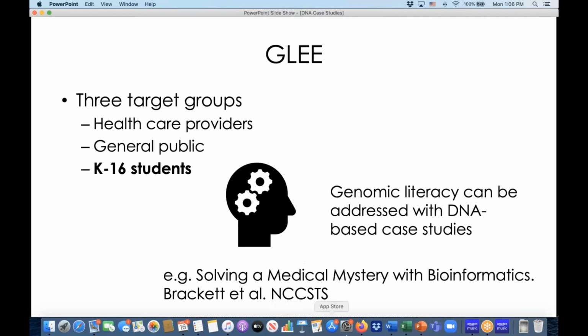A nice example of a DNA-based case study that really does reinforce concepts of genetics and genomics is one called Solving a Medical Mystery with Bioinformatics, published in the National Center for Case Study Teaching in Science by Brackett et al. So that's a really nice example if you wanted to check out a DNA-based case study that's reinforcing concepts of genetics with the students.